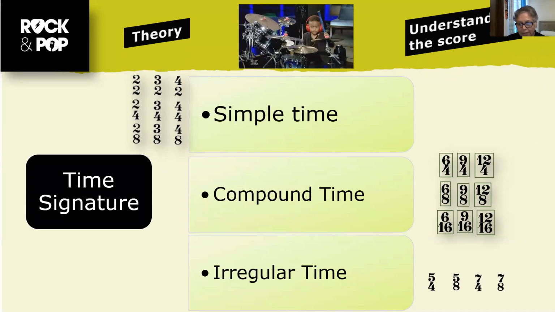Irregular time is 5-4, 5-8, 7-4, 7-8. This is where you have a combination of simple and triple. So you may have 2 beats and 3 beats. There's no regularity as 2 or 4. So in a 5-4, you may have a grouping of notes of 2 and 3 or 3 and 2. In the 7, the notes are grouped as per 4-3, 3-4, 2-3-2, 2-2-3, many permutations and combinations.